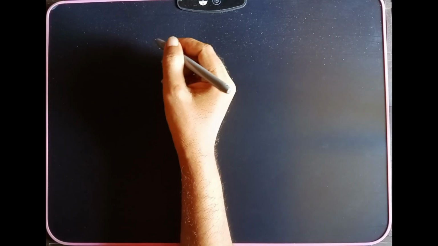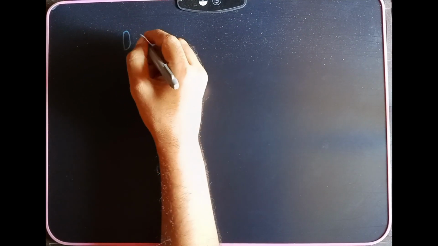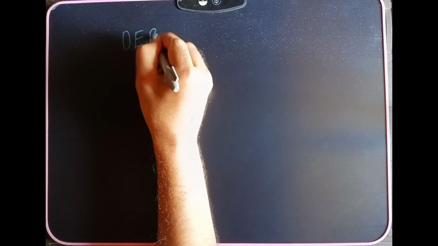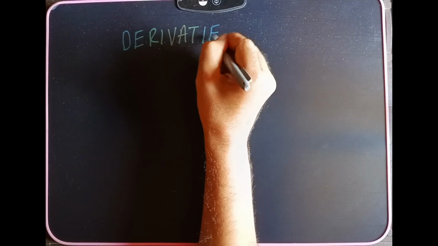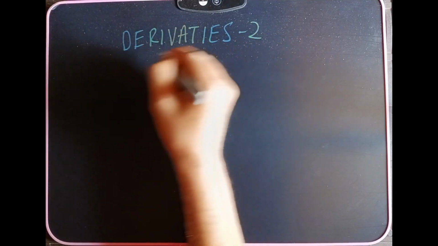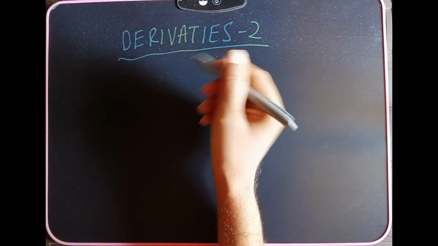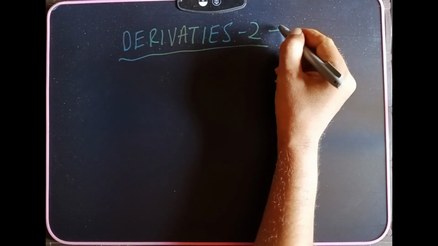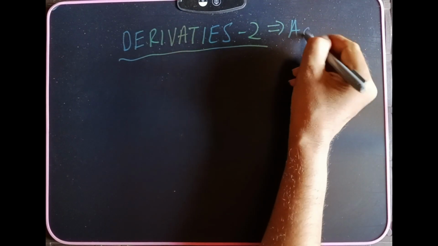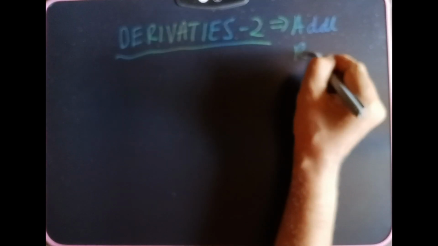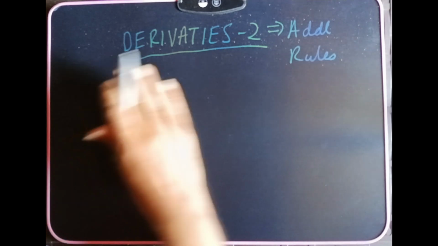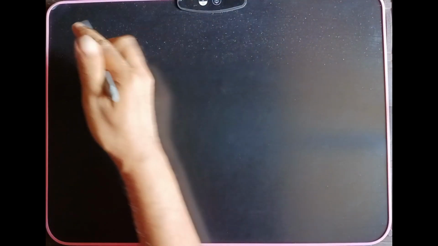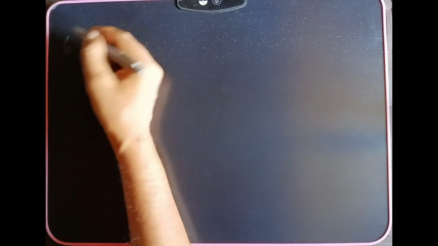So today we are going to continue our session for derivatives or differentiation. This is the second part of derivatives where we will see additional rules, and then solve some problems as well. So I'll clear this. We'll see the rules. We have seen 5 rules so far.